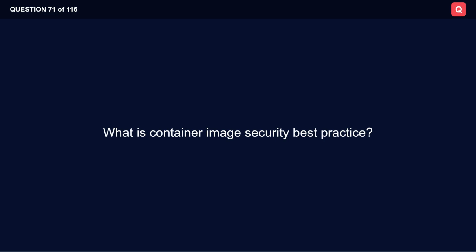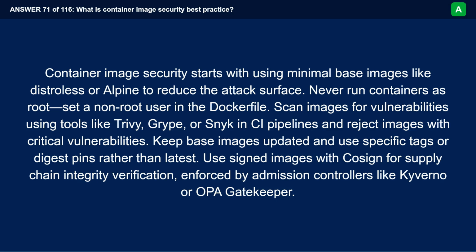What is container image security best practice? Container image security starts with using minimal base images like distroless or Alpine to reduce the attack surface. Never run containers as root. Set a non-root user in the Dockerfile.